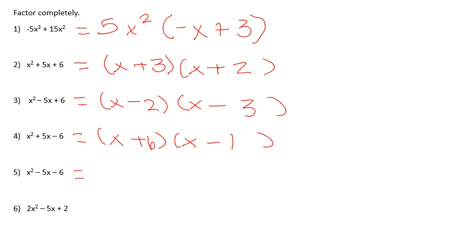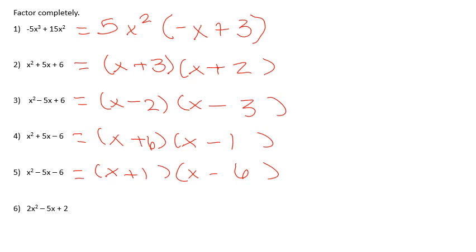Last one. Almost the same, except now both the 6 and the 5 are negative. That negative on the 6 tells me that the signs in parentheses are different. One positive, one negative. And then I think of factors of negative 6 that would add to make negative 5. That means, from the one above, I now need my 6 to be negative and my 1 to be positive. Then I can check: 1 times negative 6 is negative 6. 1 plus negative 6 is negative 5. And so I've factored that correctly.